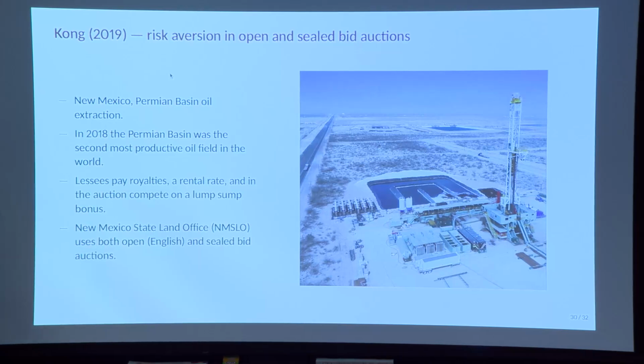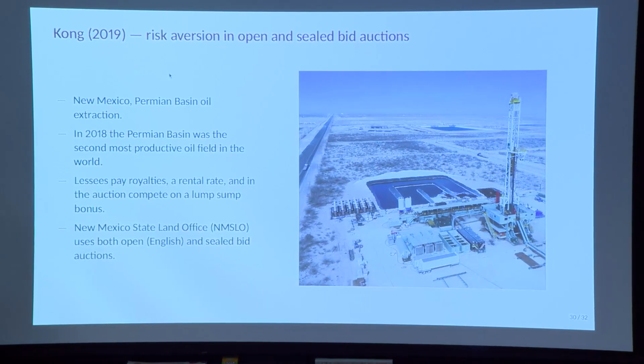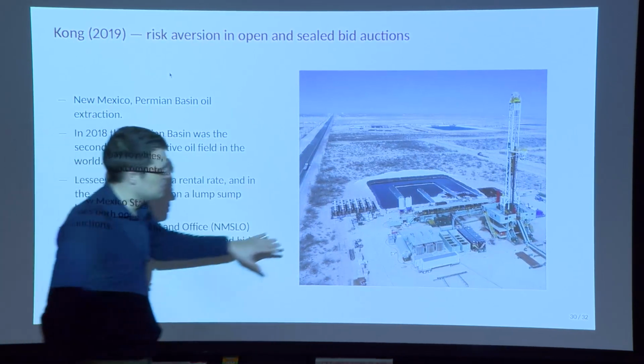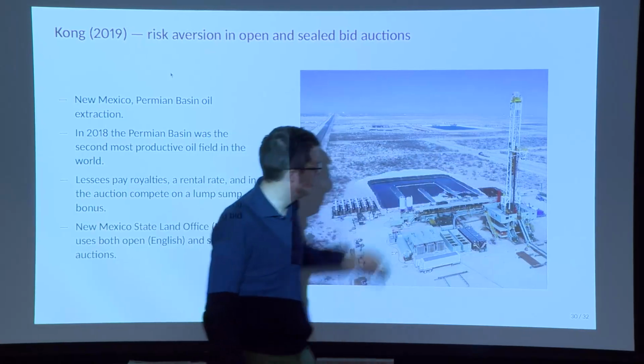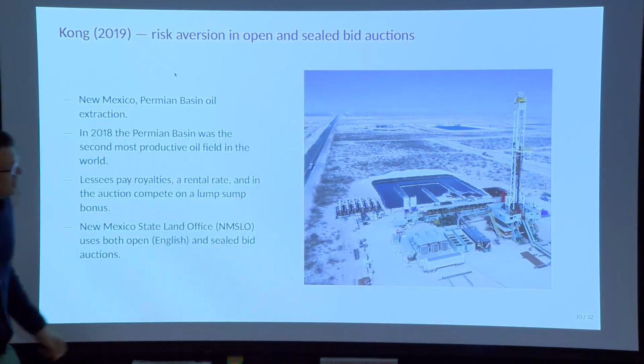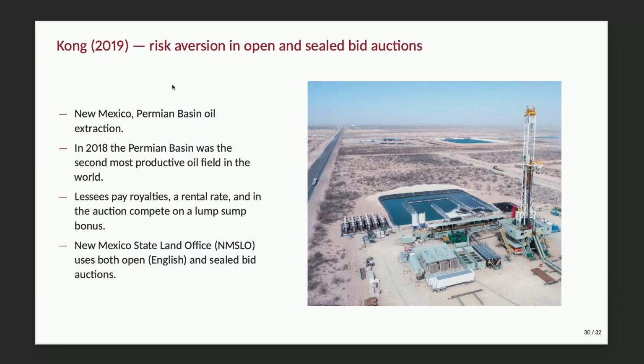lease land from the government and that rent equipment. Here you see an oil rig in this setting. They rent equipment, right? And basically through these auctions from the New Mexico State Land Office they get the land and try their luck and drill for oil, right? And what they're bidding on is a lump sum, a bonus, and then for the time that they're renting, they have to pay royalties and a rental rate.